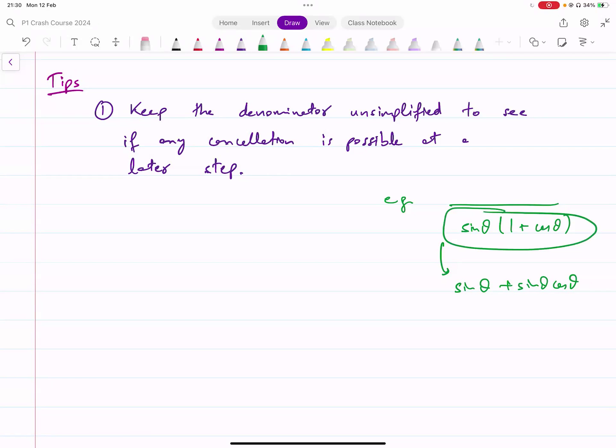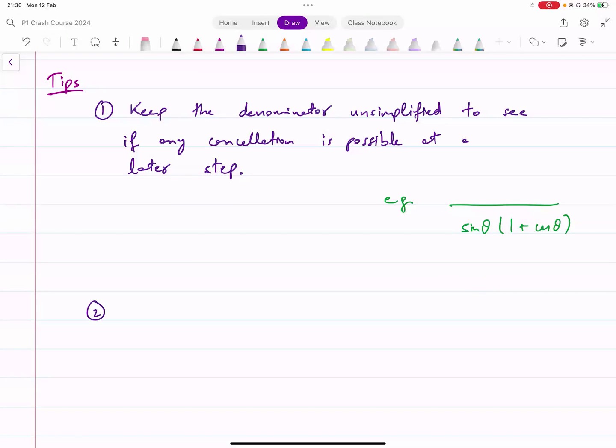If you have something like this, do not simplify the denominator. Numerators you would need to simplify mostly, but denominators should be kept in factorized form. Okay, because to see if any cancellation is possible, and you have to do this a lot, that in the denominator you have some factorized form and something will get cancelled at some point.